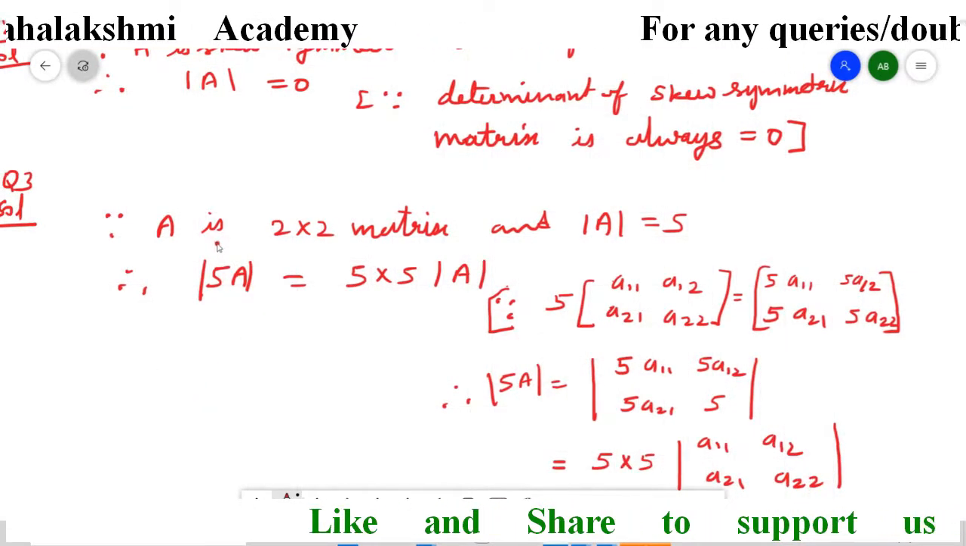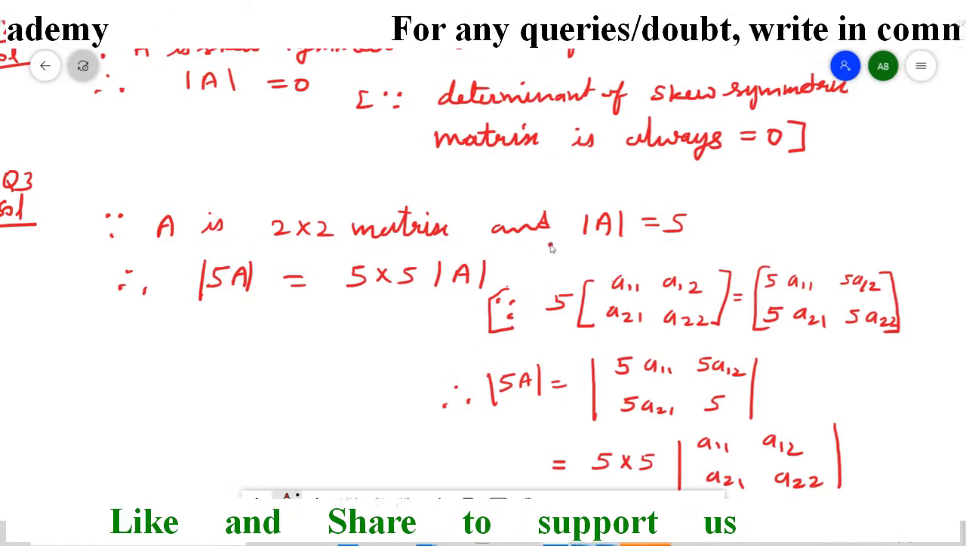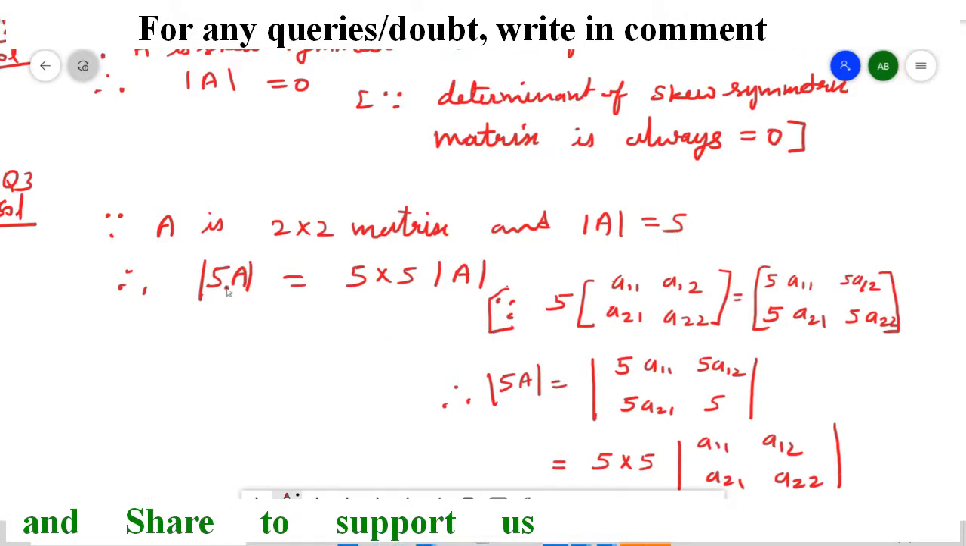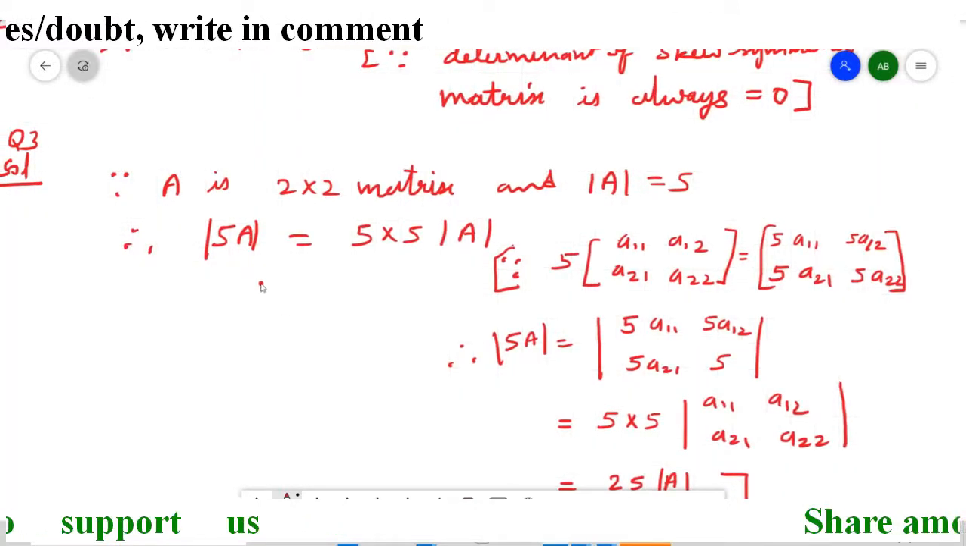Question number 3, you just see the worksheet. In that, A is a 2 by 2 matrix and the determinant of A is given to us as 5. Then we have to find the determinant of 5A. It's a very conceptual question, so understand it properly, students.